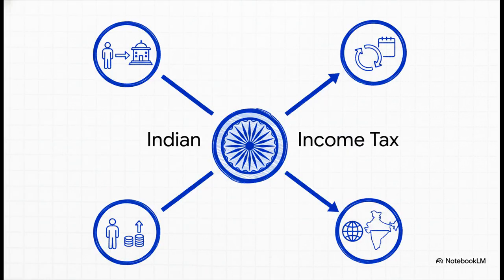So let's do a quick recap of what we've covered. We've got the what, it's a direct tax. The when, that whole cycle of the previous year and assessment year. The who, that's you, the assessee. And finally, the scope of what gets taxed, which all comes down to your residential status. That, right there, is the basic framework.